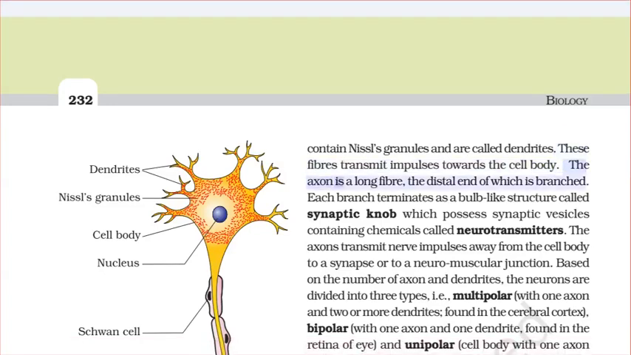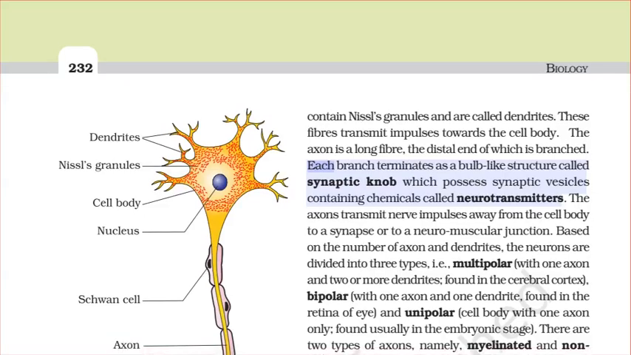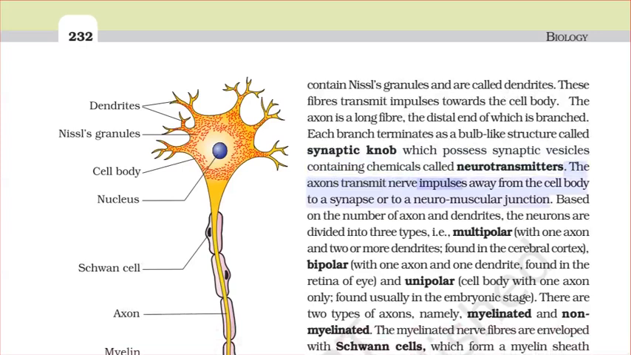The axon is a long fiber, the distal end of which is branched. Each branch terminates as a bulb-like structure called synaptic knob, which possesses synaptic vesicles containing chemicals called neurotransmitters. The axons transmit nerve impulses away from the cell body to a synapse or to a neuromuscular junction.